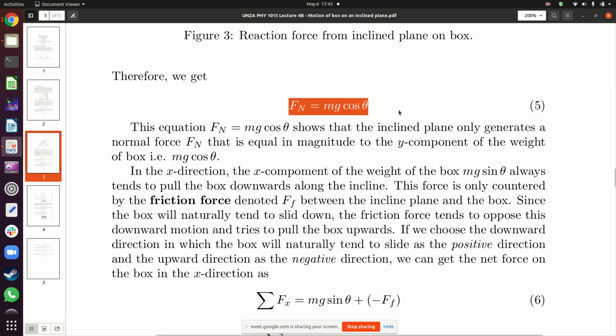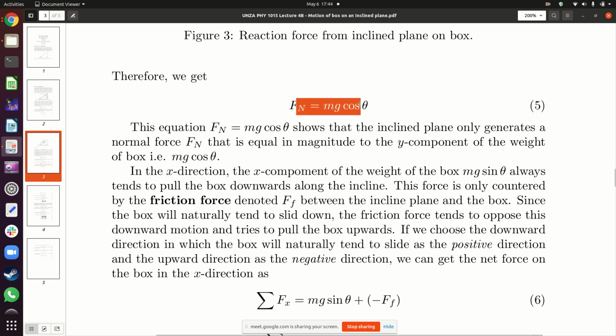So what this is telling you is that the normal force, the reaction of the incline, as the incline is pushing back against the box, is equal to the y component of the weight, which is mg cos theta. So always on an incline, this is how you get your normal force. Your normal force is equal to the weight multiplied by cos theta, which is just the y component of the weight.